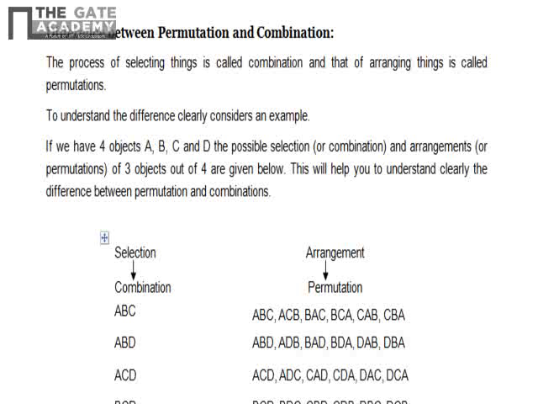Now we'll see what is the exact difference between permutation and combination. In permutation, as I told you, we'll see both the selection and arrangement. But in combination, we'll only see the selection. Here order is not important.